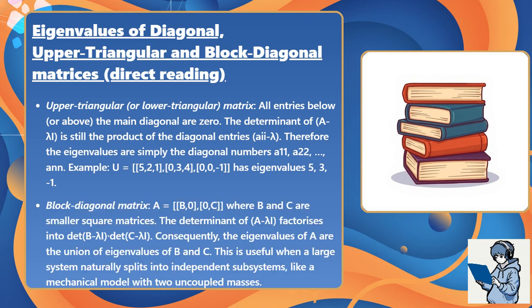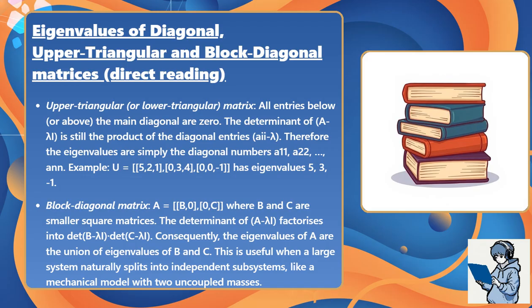Block diagonal matrix A equals the matrix with block B top left, 0 top right, 0 bottom left, block C bottom right, where B and C are smaller square matrices. The determinant of A minus lambda I factorizes into the determinant of B minus lambda I times the determinant of C minus lambda I. Consequently, the eigenvalues of A are the union of the eigenvalues of B and C. This is useful when a large system naturally splits into independent subsystems, like a mechanical model with two uncoupled masses.